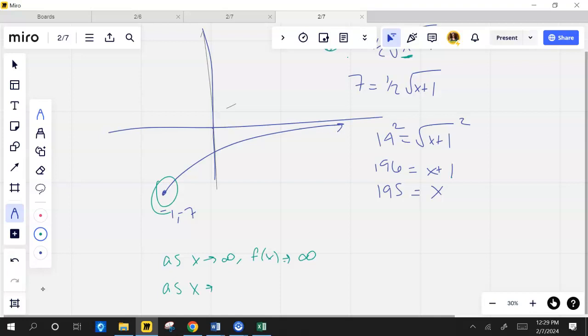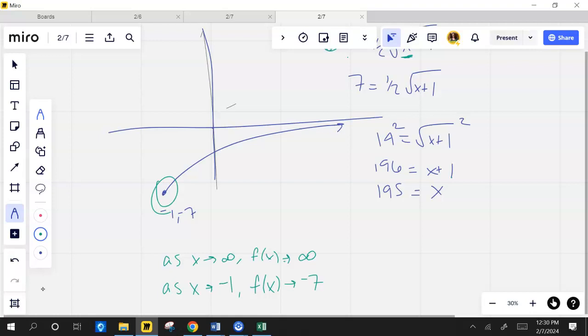Instead, x goes to a specific point. So as x approaches negative 1, what does f of x approach? Negative 7. Lots of you did do that on that part.